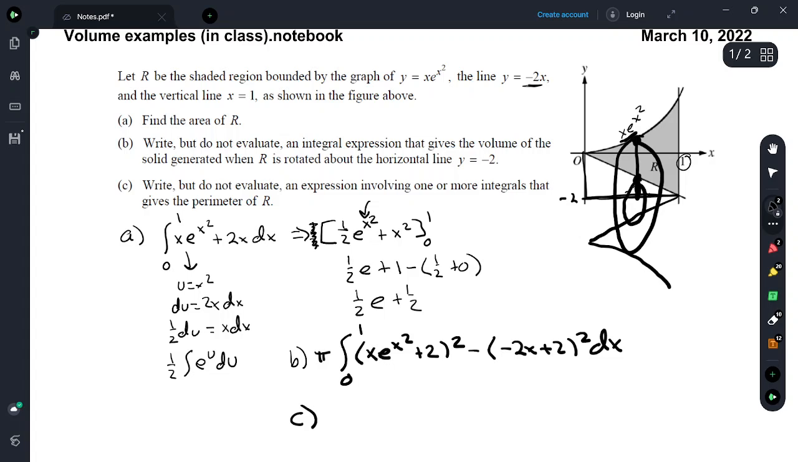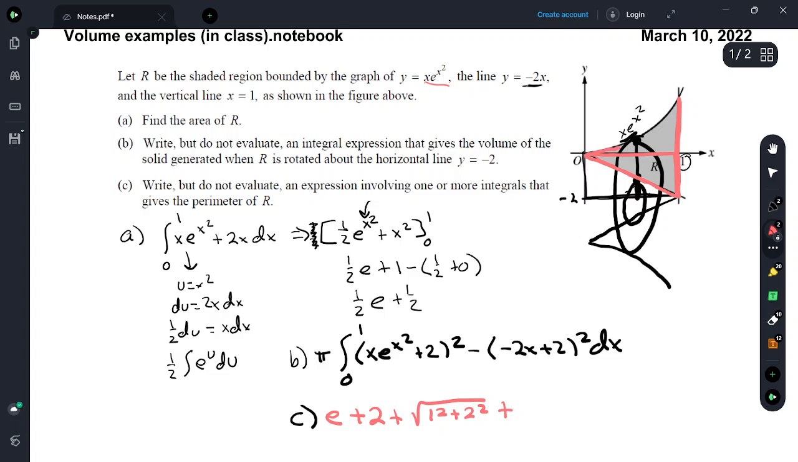Letter C, write but do not evaluate an expression involving one or more integrals that gives the perimeter of R. Let's switch colors here. This distance right here is the distance we get when we plug 1 into this, so we have e. This distance right here is 2 units down, so plus 2. And then this is the hypotenuse of a right triangle. So we have plus the square root of 1 squared plus 2 squared.